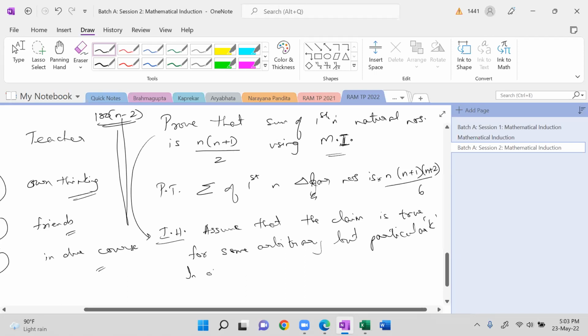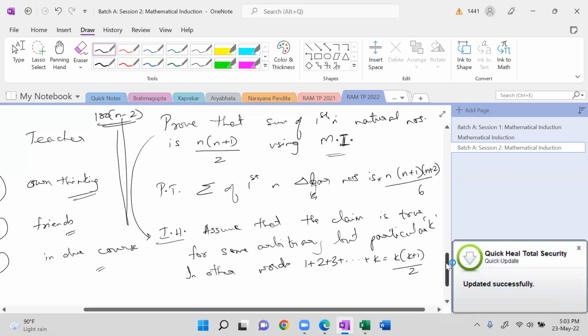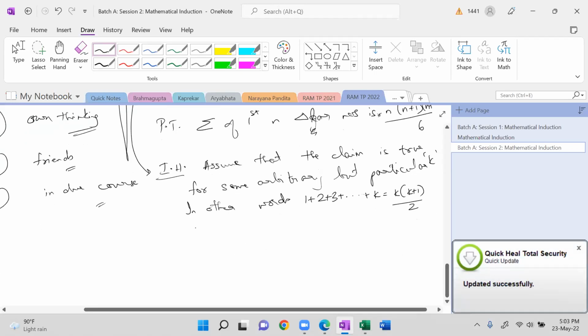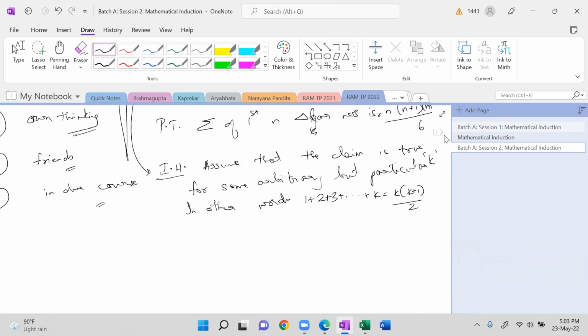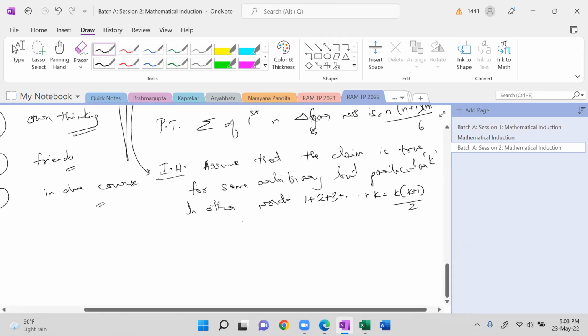Okay, I can write one more sentence. In other words, 1 plus 2 plus 3 plus ... all the way up to k is going to be k times k plus 1 divided by 2. So, sir, this sentence is necessary? This is for our benefit. The reader may not want this, but for us to get clarity, because this is a template.